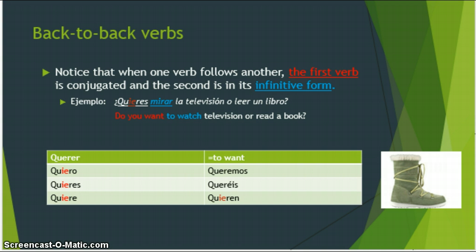Down below are the conjugations for querer. Remember, boot verbs, the three singular forms, yo, tú, él, ella, usted, all three of those will have a spelling change, as well as the ellos, ellas, ustedes form. So remember, the nosotros and vosotros forms, I will leave alone. I do not need to stem change.